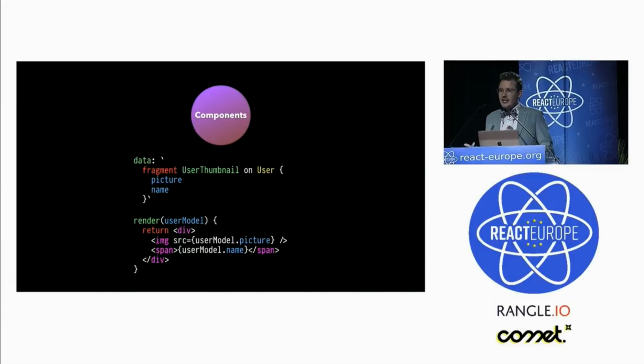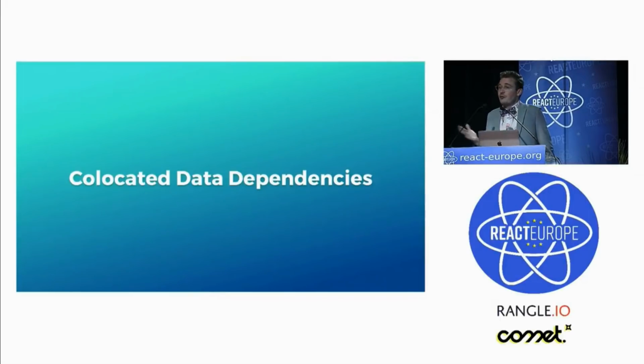Because the data that you need is declared right next to where it's rendered, it's way easier to see if you're asking for more or less data than you actually need, which helps stop both the overfetching and underfetching problem. So at Facebook, we coined this co-located data dependencies. But the basic idea is that you put your data requirements for any component right next to its render function.